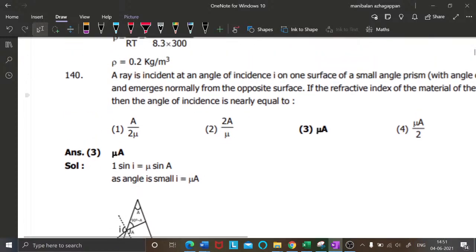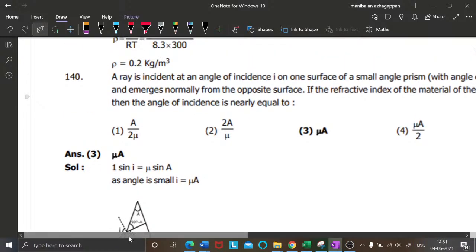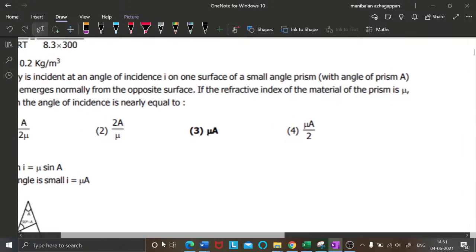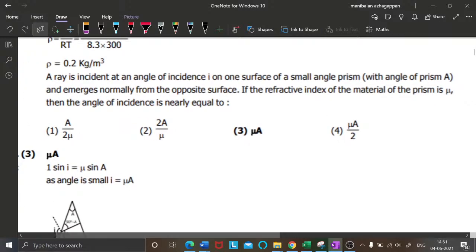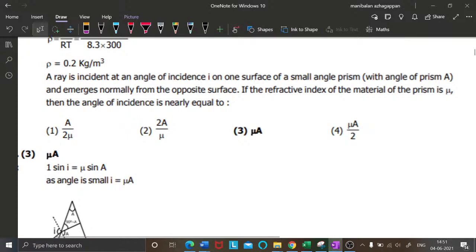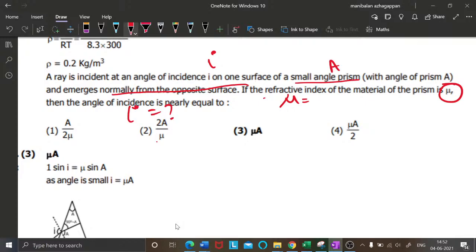The first question is based on the prism. A ray is incident at the angle I on one face with a small angle of incidence. The refraction angle is the angle of the prism A, and it emerges normally from the opposite surface. The refractive index of the material is given as mu. They ask what is the angle of incidence. Finally, the angle of incidence is the question.